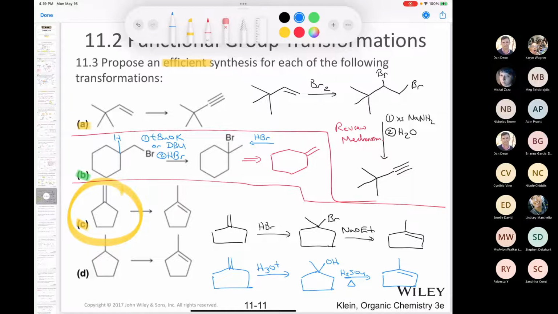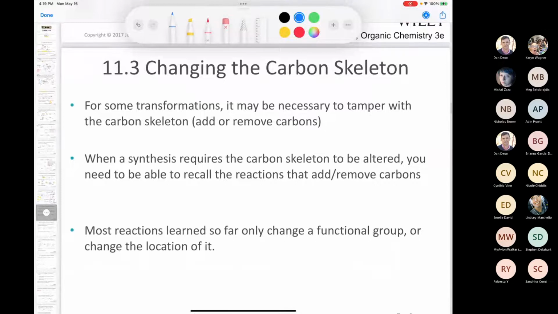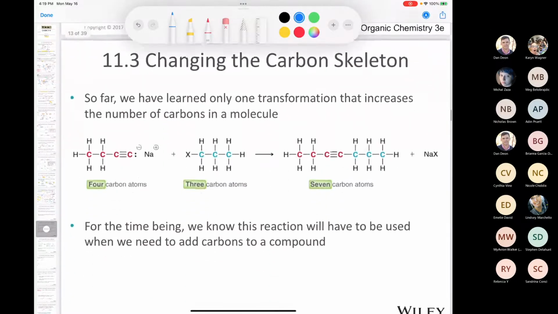Let's move on from there and talk about a few of the ways that we learned how to change the carbon skeleton. The good news is that we didn't learn many ways to tamper with the carbon skeleton. Really, when it comes to decreasing the number of carbons, the only thing we covered was ozonolysis of an alkene or an alkyne. And when it came to increasing the number of carbons in the skeleton, the only thing that we learned was deprotonation of a terminal alkyne followed by treatment with some electrophile, iodomethane we saw today, ethyl iodide, whatever. Those are really the only things that we have.